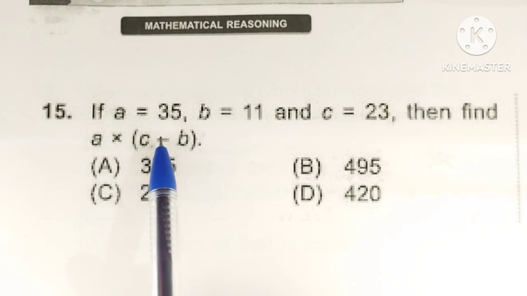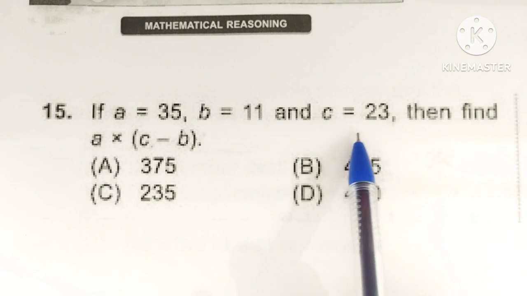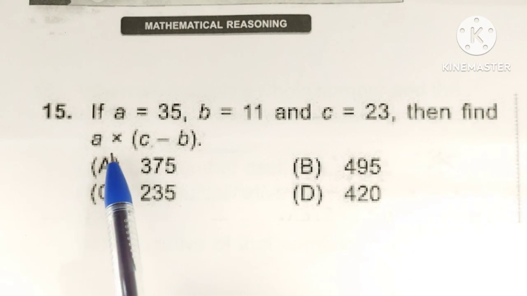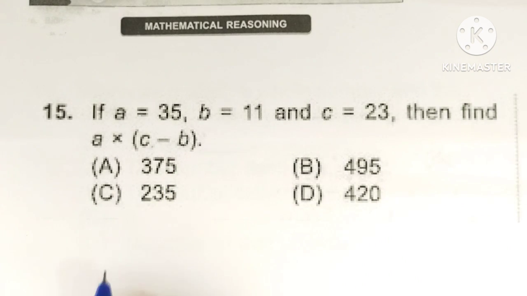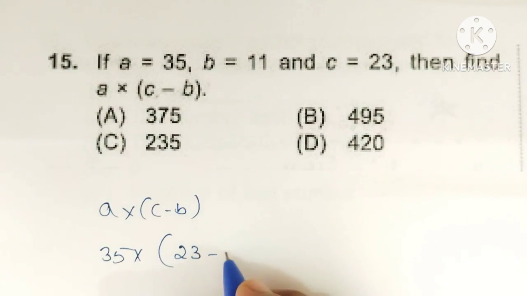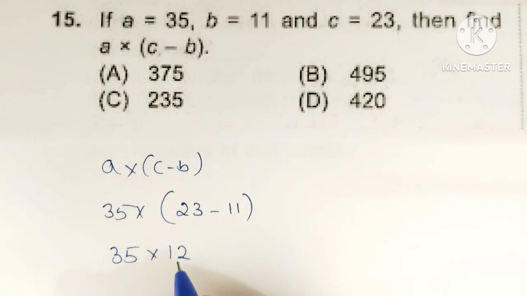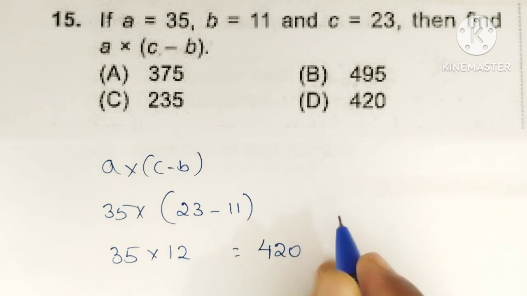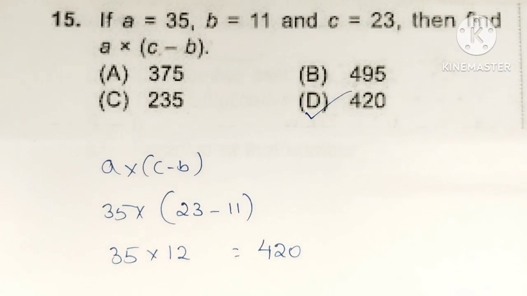15th problem. If A equal to 35, B equal to 11 and C equal to 23, then find A cross C minus B. So, A cross C minus B. Here, A is 35, 35 cross C 23 minus B 11. Here, 35 cross 23 minus 11, which is 12. So, 35 into 12 is 420. So, option D is the correct one.